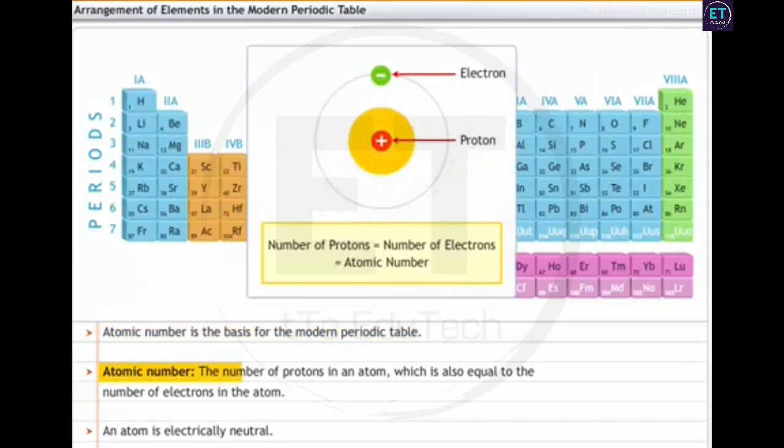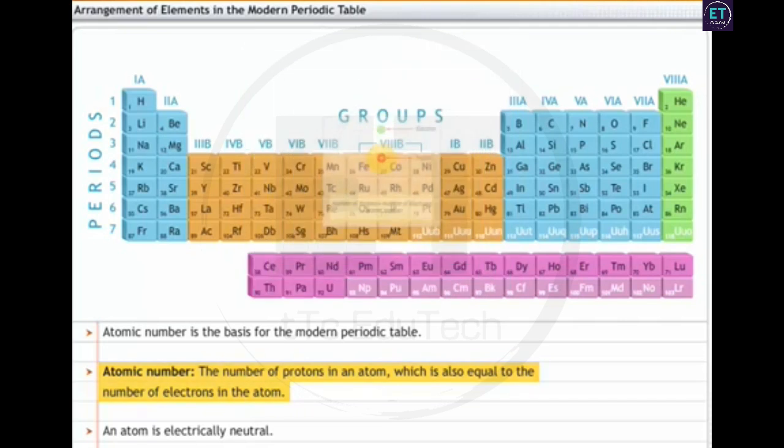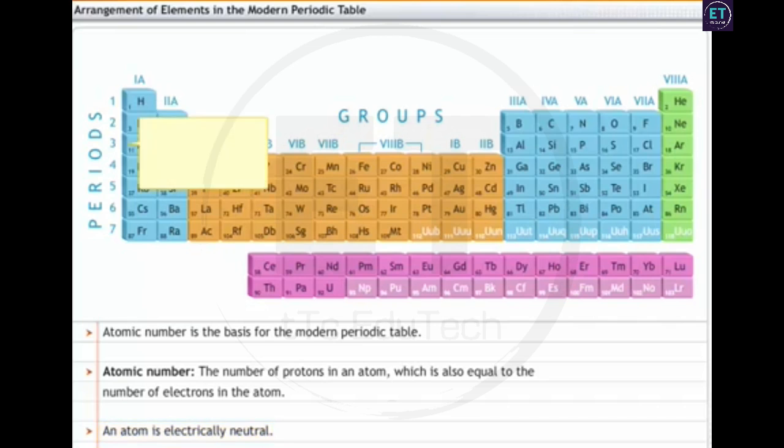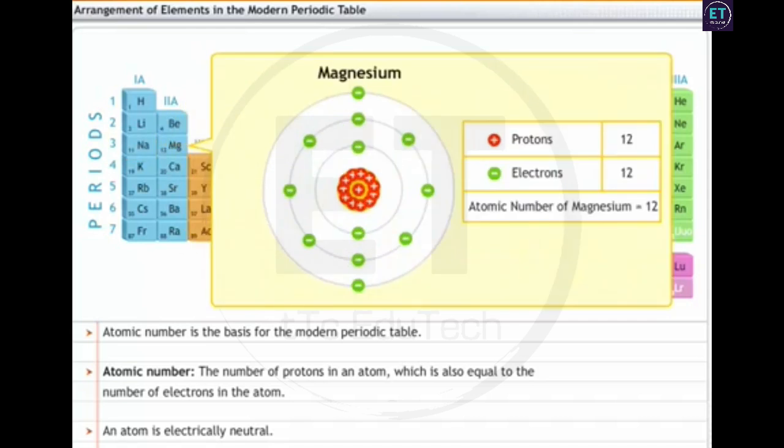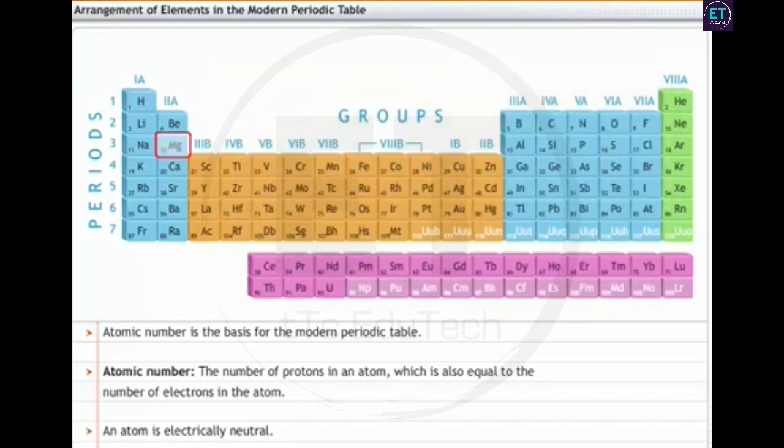Atomic number is the number of protons in an atom. It is also equal to the number of electrons in the atom, since an atom is electrically neutral. For example, the sodium atom contains 11 protons and 11 electrons. Therefore, the atomic number of sodium is 11. Similarly, the atomic number of magnesium is 12. Since the atomic number of magnesium is higher than that of sodium, magnesium is placed after sodium in the modern periodic table.